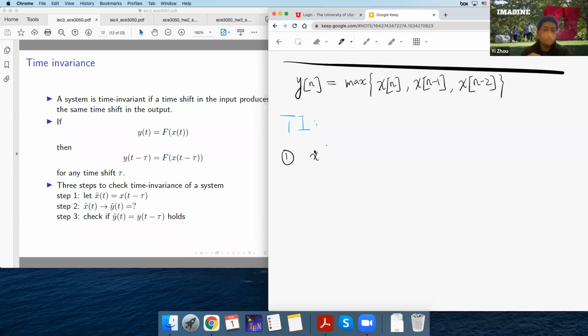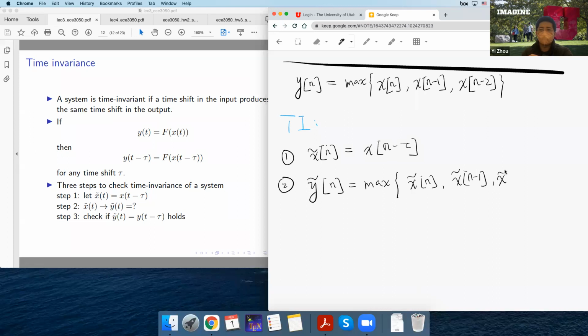First step, we create this shifted version of the input, and in the second step, we obtain the corresponding output of this shifted input. And we always follow the system equation first. Right, because this is the system equation. The output is the maximum among these three inputs. And now we can replace x tilde by its specific meaning. So x tilde n is, okay, now here's the thing. From step one, we know x tilde n is x[n minus tau]. So this x tilde n is x[n minus tau]. This is clear.